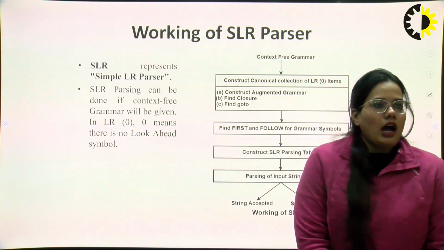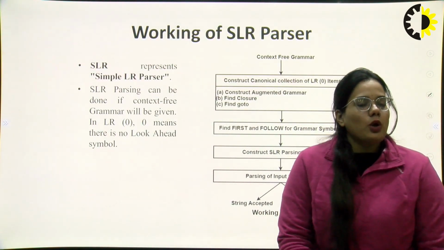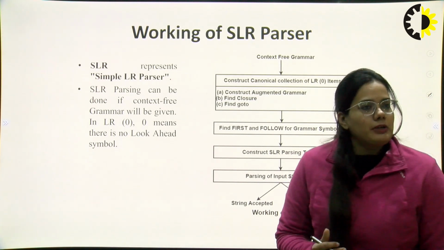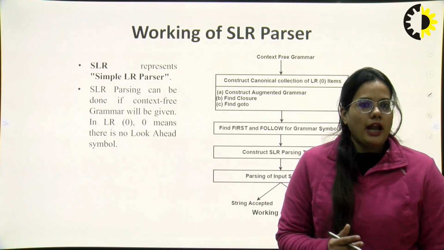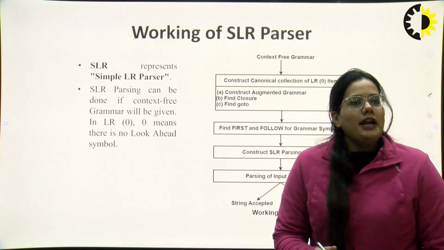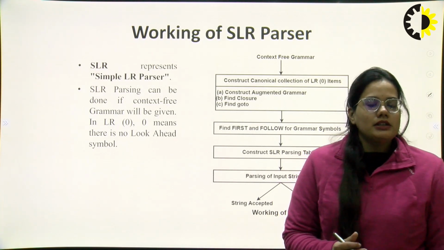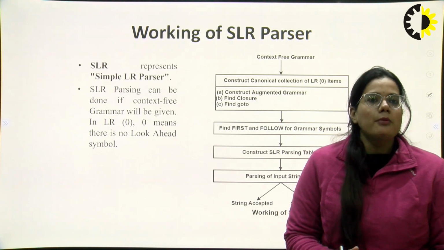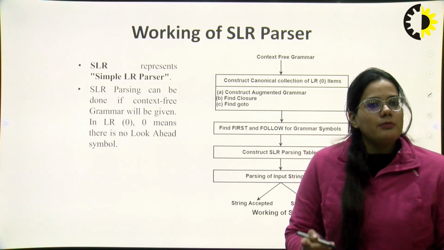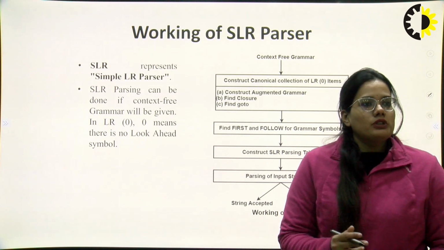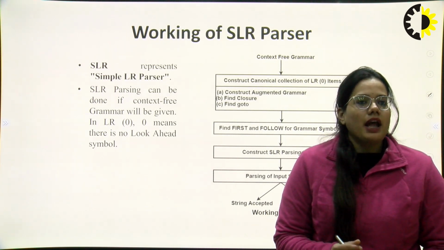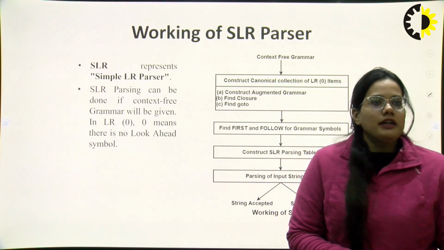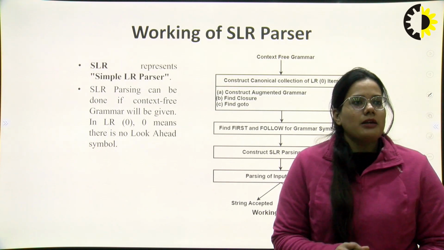There are two types of parsing: top-down parsing and bottom-up parsing. In top-down parsing, there are two different parsers: LL parsers and recursive descent parsers. In bottom-up parsing, there are two different parsers: LR parsers and operator precedence parsers. In LR parsers, there are four different parsers: LR0, SLR, CLR and LALR. So today we will discuss the SLR parser.